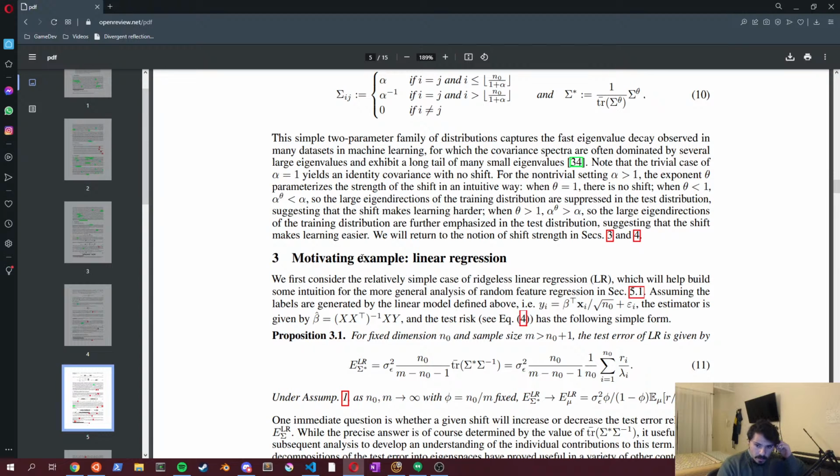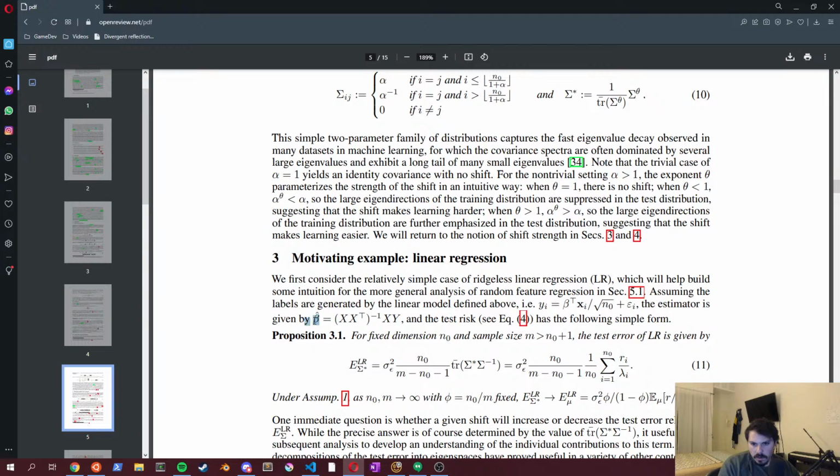We first consider the relatively simple case of ridgeless linear regression, which will help build some intuition for more general analysis of random feature regression in section 5.1. Assuming the labels are generated by linear models defined above, y_i equals b dot x_i. The estimator is given by b hat, which is this thing. This I do recognize as the solution for just linear regression.